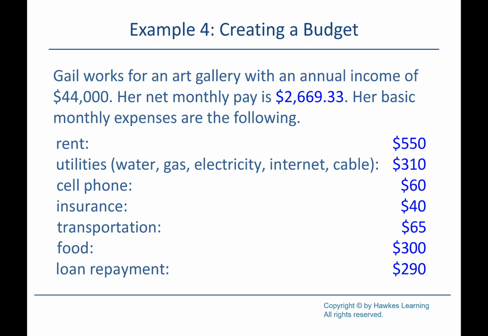So let's look. I've got rent of $550. Utilities, here's $310. Cell phone bill $60, which is pretty cheap. I'm pretty cheap on my phone, and there's stuff you can do though. Okay, so I'll go with that. Insurance paying $40. I don't feel like that's realistic. Okay. Transportation $65. Maybe she's riding a bus or something like that. I'm not sure. Food's $300.